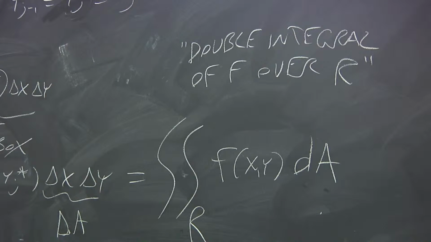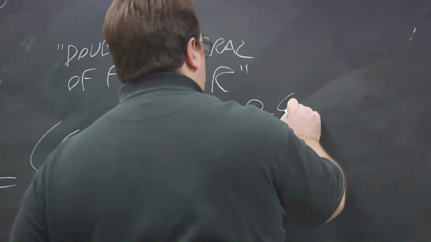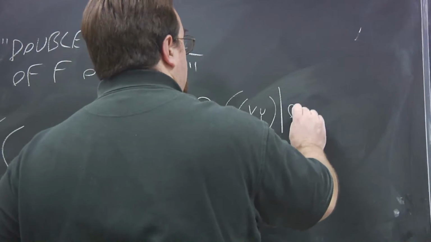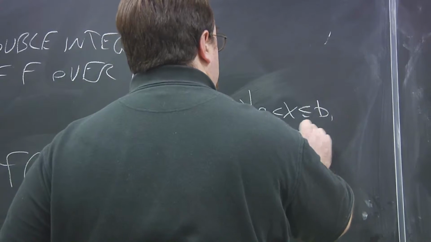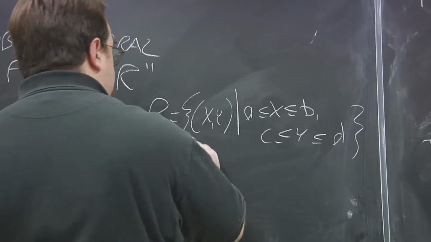Okay, I should mention now that some ways of writing are, you can write it this way: the set of all (x, y) such that x is between a and b, and y is between c and d. And this is mentioned on page 2 in the notes.